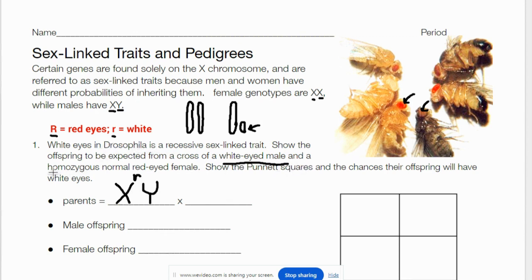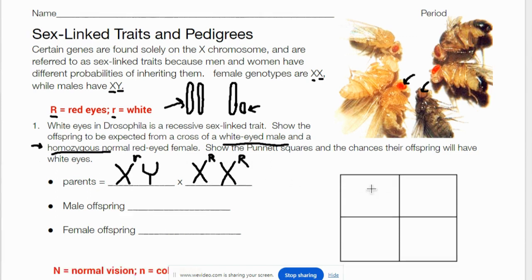And we're going to cross that with a homozygous, normal, red-eyed female. First, let's show that she's a female. X, X. She's got two X chromosomes like this. Since she has two big chromosomes, she's going to have two alleles for this trait, color of eyes. She's red, and it says she's homozygous. Hopefully you remember homozygous means same. So her alleles are going to be the same. So she's going to have two dominant alleles. Two big R's like that.